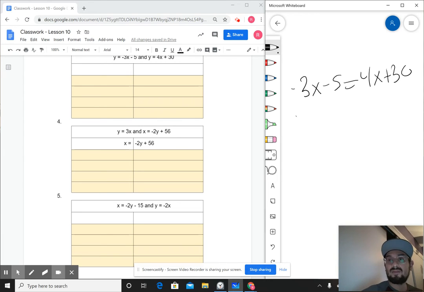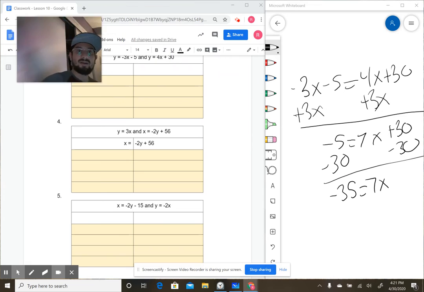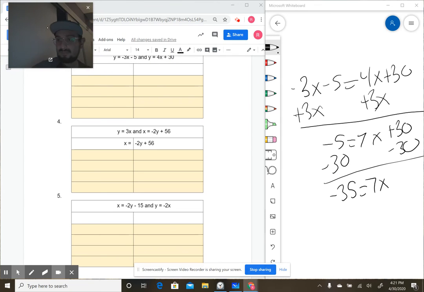So add 3x to both sides. Negative 5 equals 7x plus 30. Subtract 30 on both sides. So negative 35 is equal to 7x. Divide by 7 both sides. Negative 5 is equal to x.